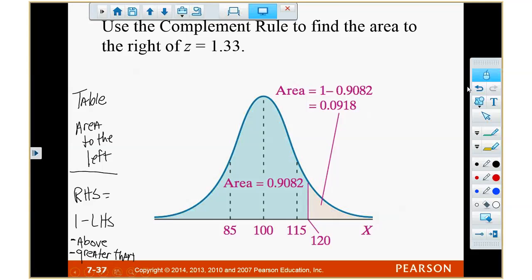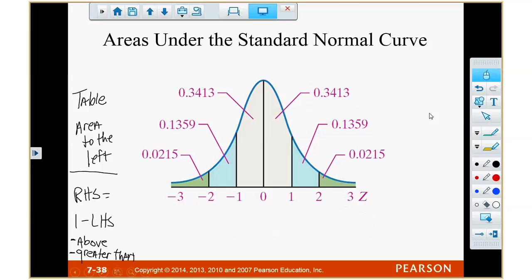I really don't like these slides. And this is just the same as the empirical rule, only in decimal values.